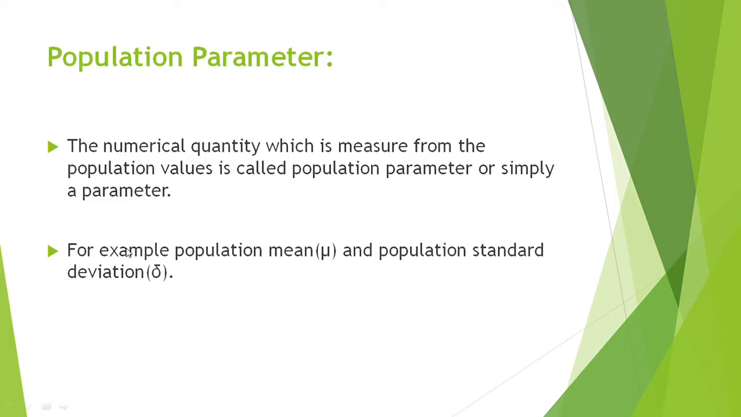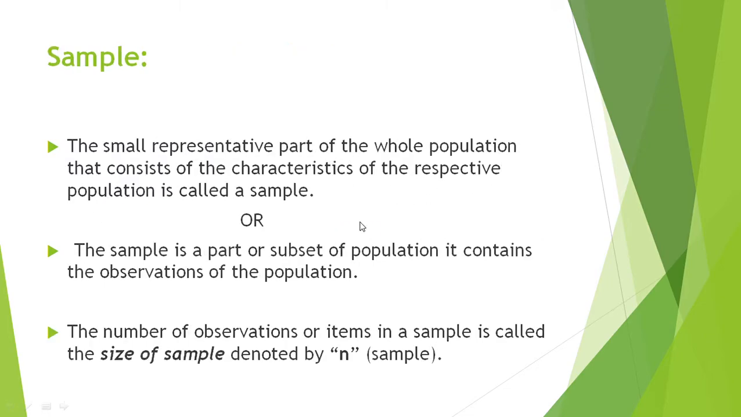Next is population parameter. A numerical quantity which is measured from the population value is called a population parameter, or simply a parameter. Anything which you measure, either the mean or standard deviation, these are formulas we will learn in the next chapters. Simply, if you want to measure anything about the values of the population, this would generally be called a population parameter, or simply a parameter.